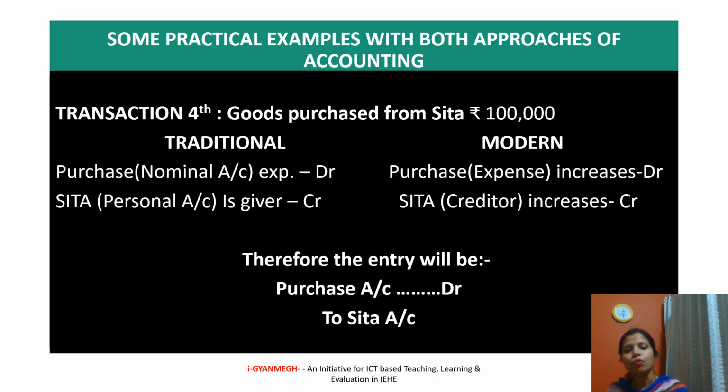According to modern approach, purchase is an expense. It is increasing. That's why it will get debited. Sita is a creditor. She is increasing. That's why it will get credited. Therefore, ultimately the entry will be purchase account debit to Sita account.